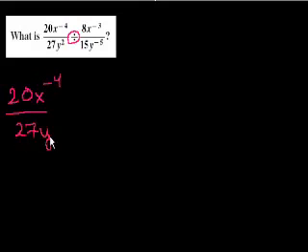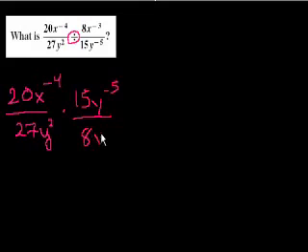20x to the minus 4th over 27y squared divided by this fraction. So first of all, when you divide by a fraction, that's the same thing as multiplying by the inverse, right? So let's do that. I want to get rid of this pesky looking division sign. So let's rewrite this as 20x to the minus 4th over 27y squared times, instead of dividing by this, let's multiply by the inverse. So what's the inverse? 15y to the minus 5 over 8x to the minus 3. I just flipped it.